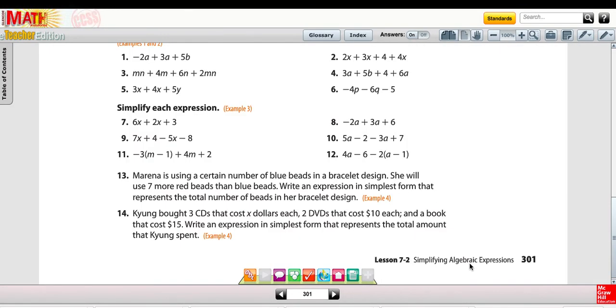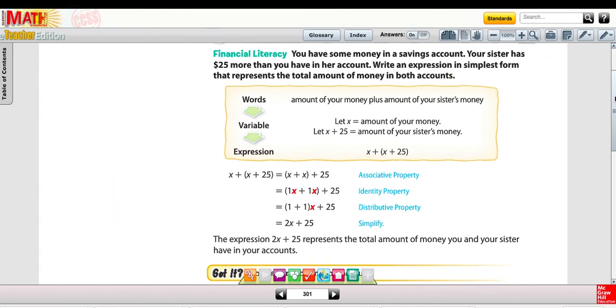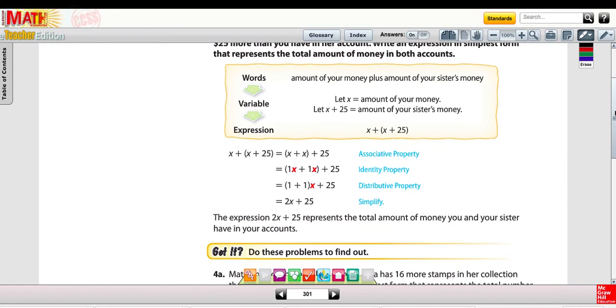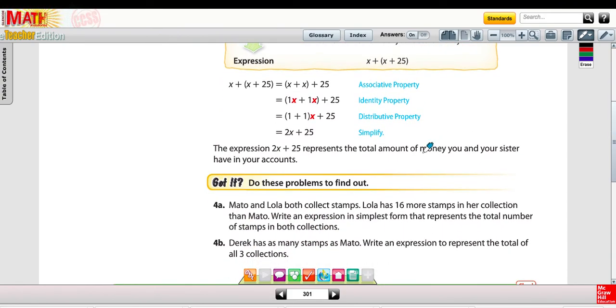Moving on to page 301, there is an example 4 where we have a story problem, and we're going to be writing some expressions in simplest form. So go ahead and look through example 4. Remember that you can always check out the video tutor for another explanation of a problem similar to that. And then we're going to take a look at 4A.